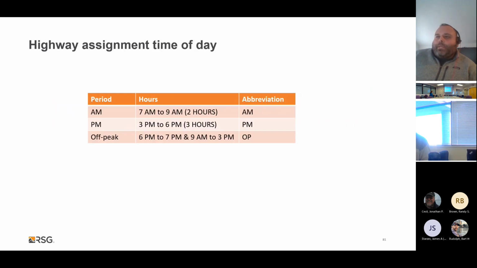There are 3 periods in the travel demand model. We have the AM period, which is 7 to 9 a.m. We have the PM period, which is 3 p.m. to 6 p.m. And we have the off-peak period, which is 6 p.m. to 7 p.m. and 9 a.m. to 3 p.m.